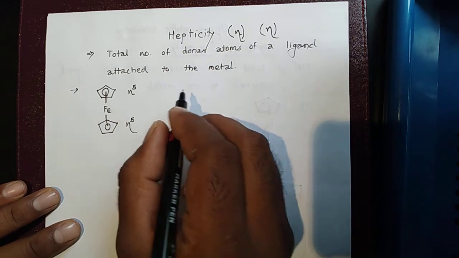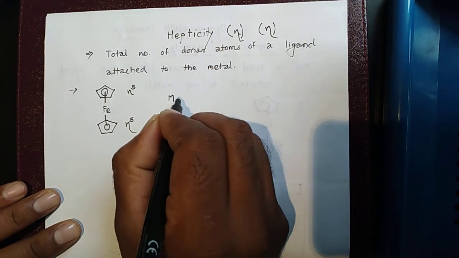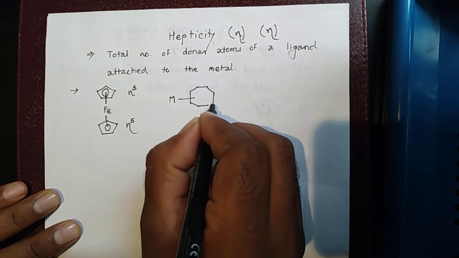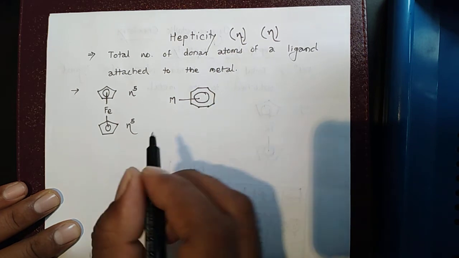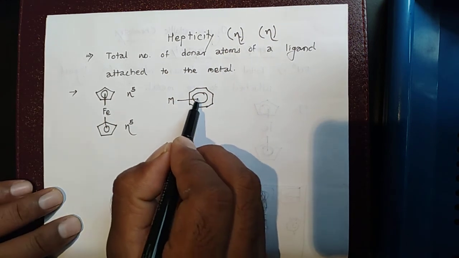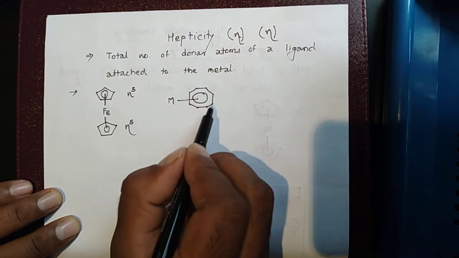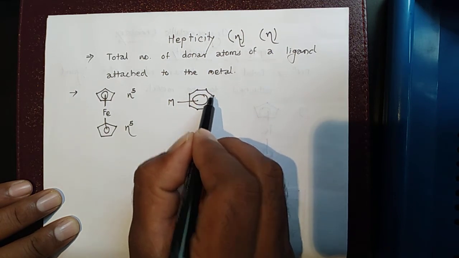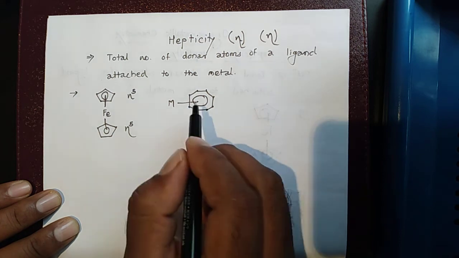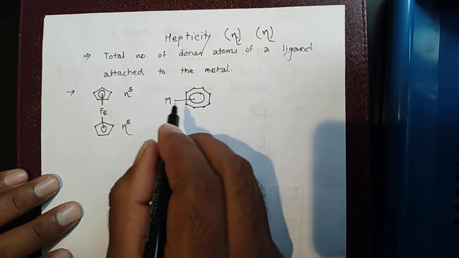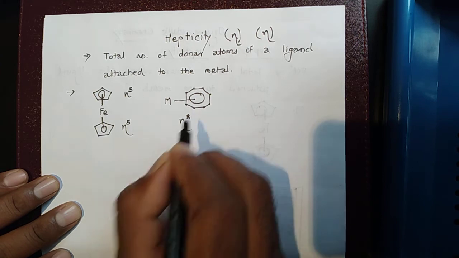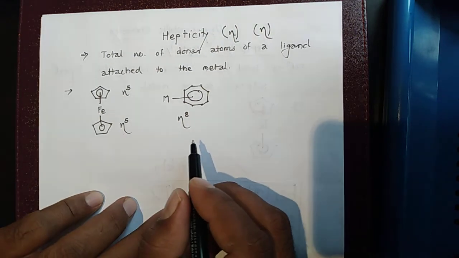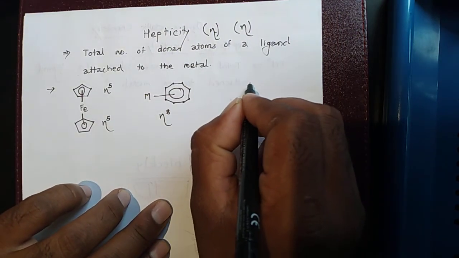We will see another example. A metal having this kind of ring. Again the same thing, this metal is attached with all carbons present in this ligand. And how many carbons are there? 1, 2, 3, 4, 5, 6, 7, 8. So 8 carbons are there. It means the hapticity of this ligand is η8, or 8 we can say. Hapticity is 8.